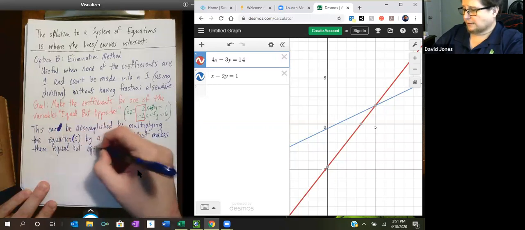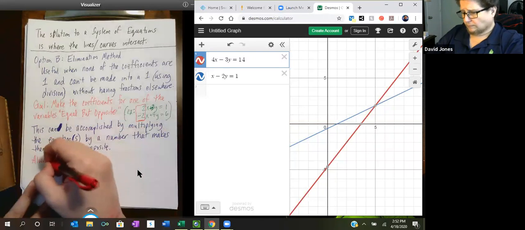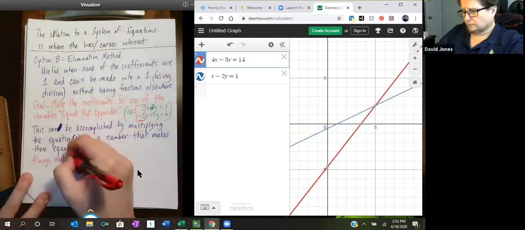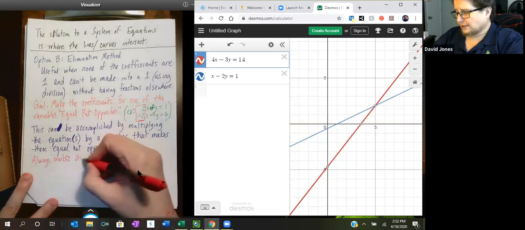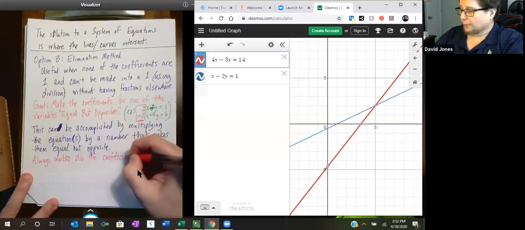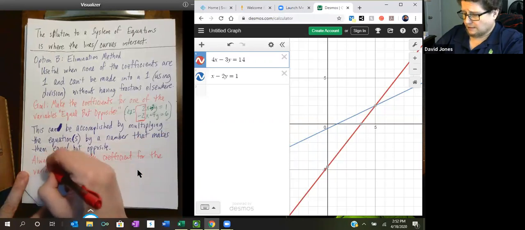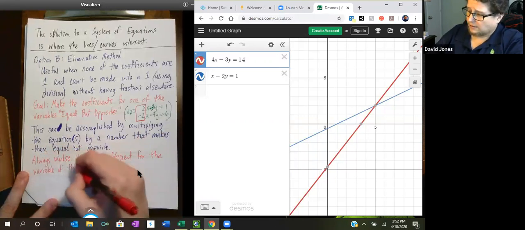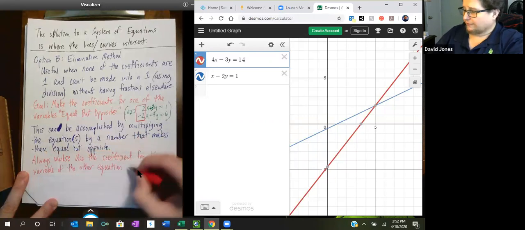Equal but opposite. Something that always works: use the coefficients of the other equation. Use the coefficient for the variable of the other equation, but make sure one ends up negative.